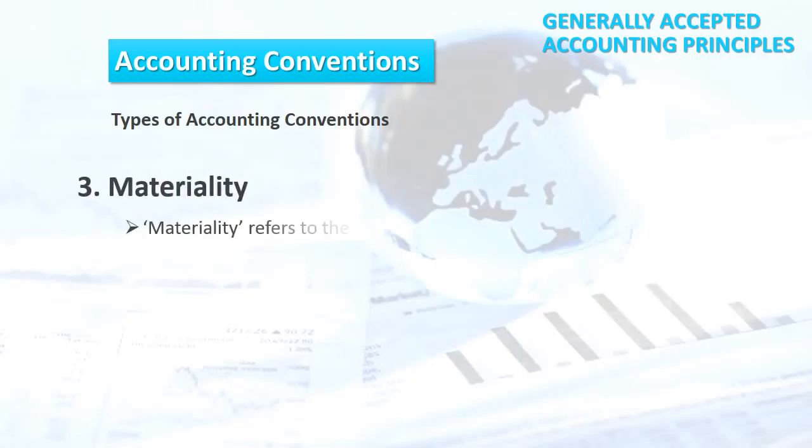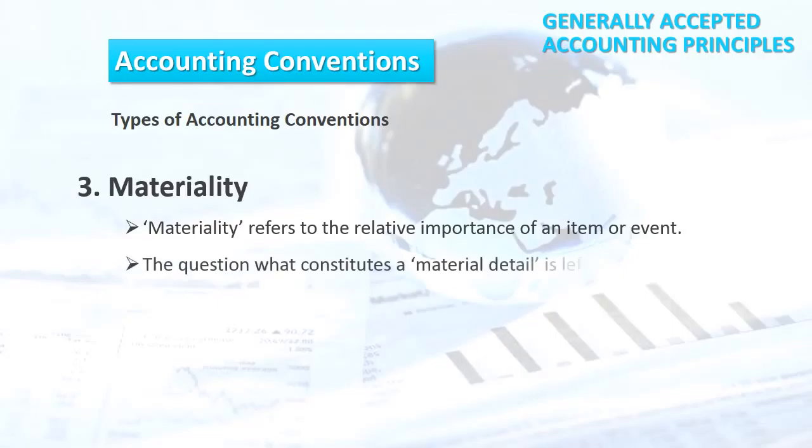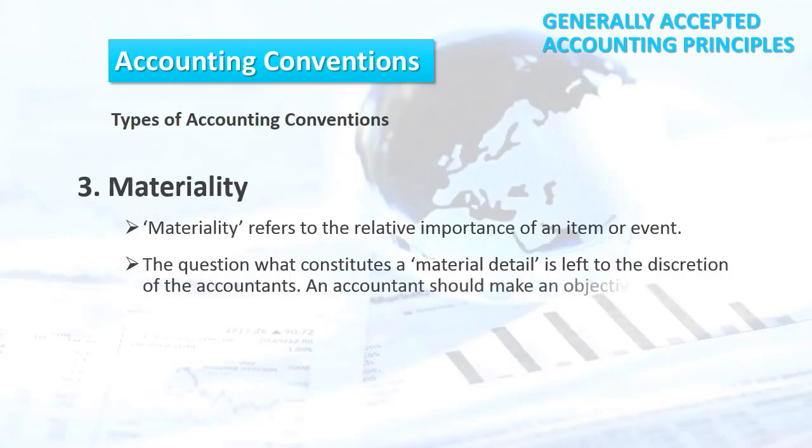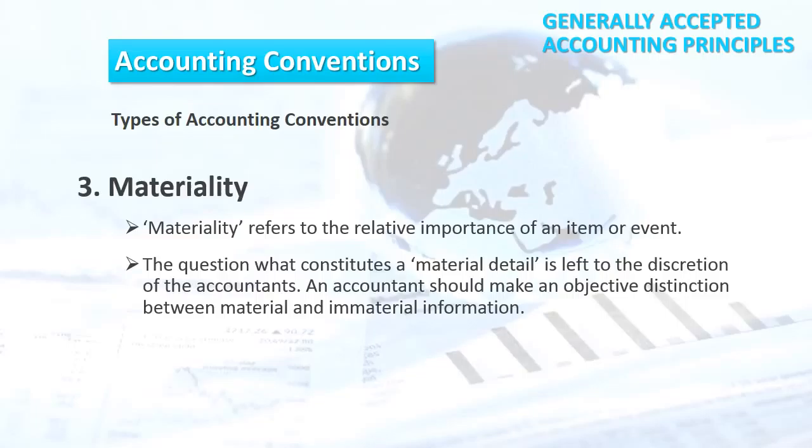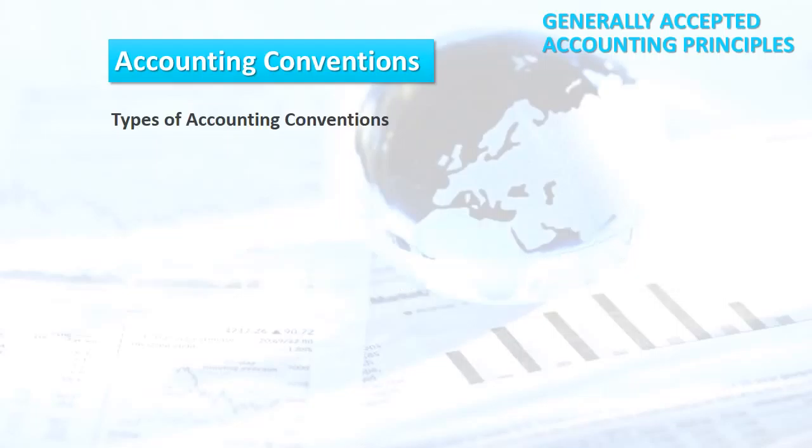Materiality. Materiality refers to the relative importance of an item or event. This convention emphasizes that all material facts should be recorded in accounting. The question of what constitutes a material detail is left to the discretion of the accountants. An accountant should make an objective distinction between material and immaterial information. The accountant should regard an item as material if he has reason to believe that the knowledge of it would influence the decision. In other words, if the knowledge of information would have bearing on the decision, that information is material and is to be provided.